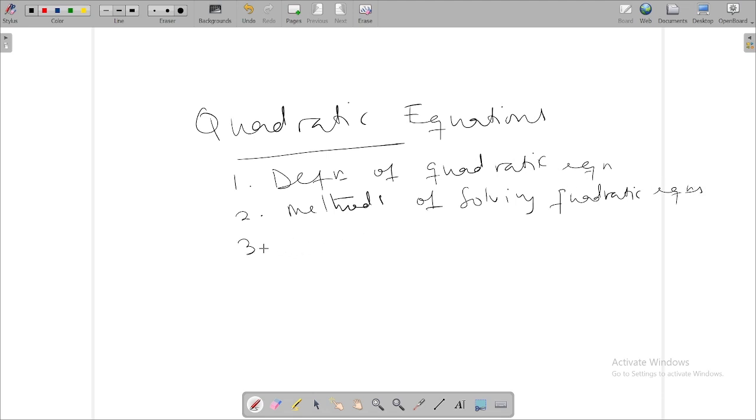Then we will solve questions involving quadratic equations of the form ax squared minus c equals 0. We'll also look at solving equations of the form ax squared plus bx equals 0. And the last thing we'll do in this lesson, we'll look at solving the quadratic equation of the form ax squared plus bx plus c is equal to 0. So without wasting time, let us go straight into action.